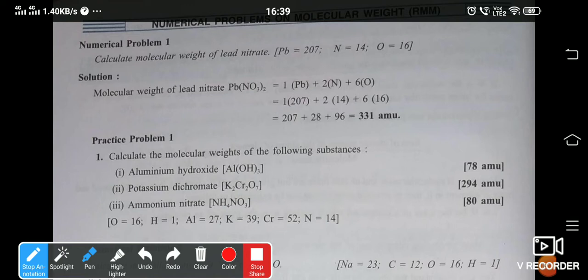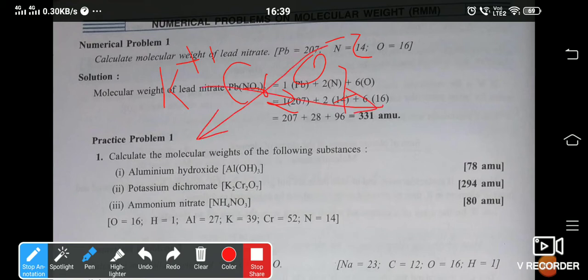Those who want to recall the compound formation, how did I form the compound? It was K plus 1, that is potassium plus 1, and Cr2O7 minus 2. Dichromate is a polyatomic ion or polyatomic radical with a charge of minus 2. Cross multiply, you will get the formula as K2Cr2O7.